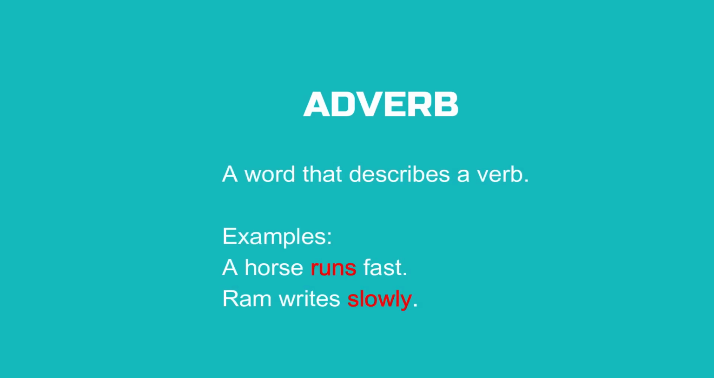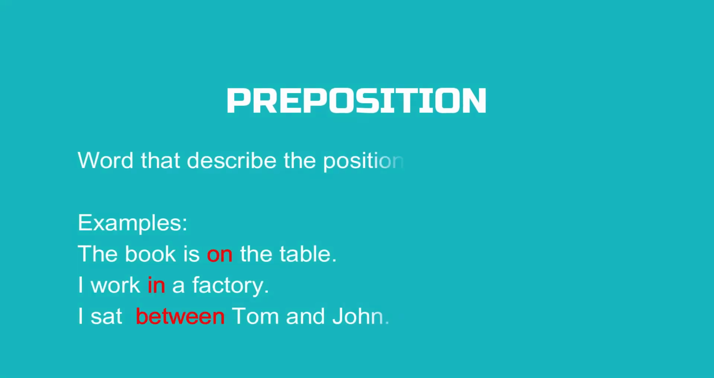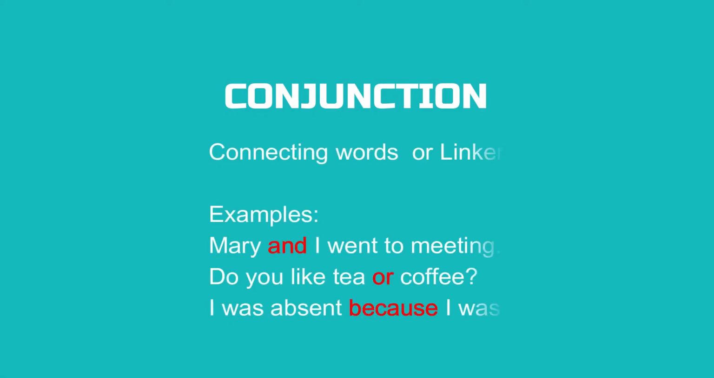Adverb. Adverb is a word that describes a verb. Example: fast, slowly. Preposition. These are the words that tell a position or show a relationship. Example: on, in, between. Conjunction. These are the connecting words or linkers. Example: and, or, because.